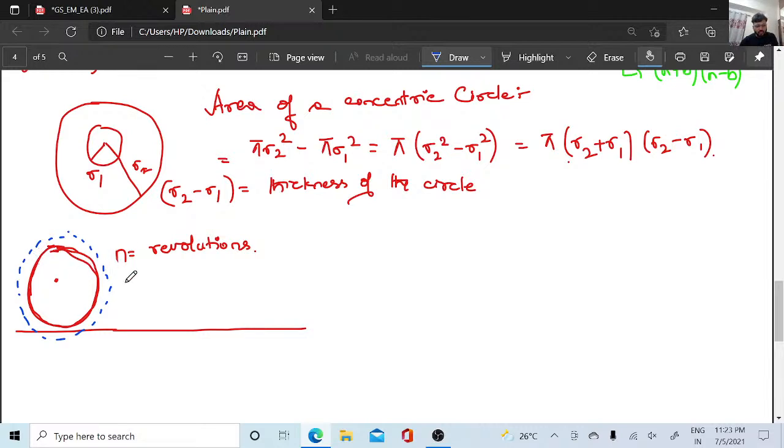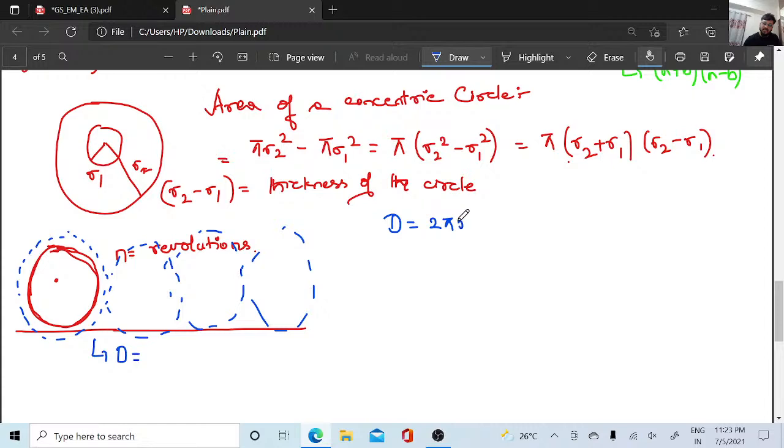When this circle rotates, it makes one more circle here, and another one here. So the distance traveled by the circle is nothing but the circumference of the circle. If it has around n revolutions, the distance is n into 2 pi r. Yes or no?